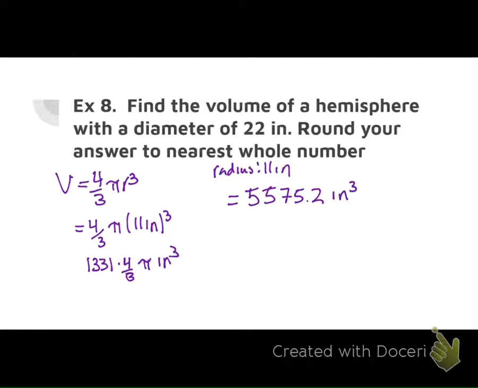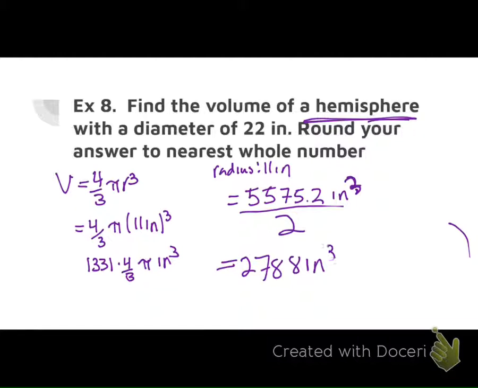Okay, and then our last part here is it asked you to find the hemisphere. So how do you find the hemisphere? Hemisphere is how much of the actual sphere? Half, so we got to divide it by 2. It's supposed to be cubed, not squared. Oh, it is supposed to be cubed. Okay, and when you divide it by 2? 3,787.6. Yep, 3,788 inches cubed. Nice job.